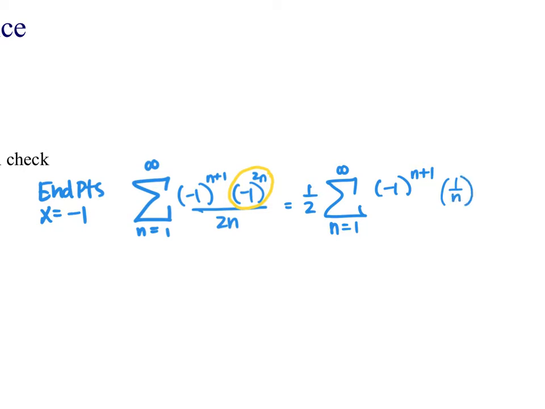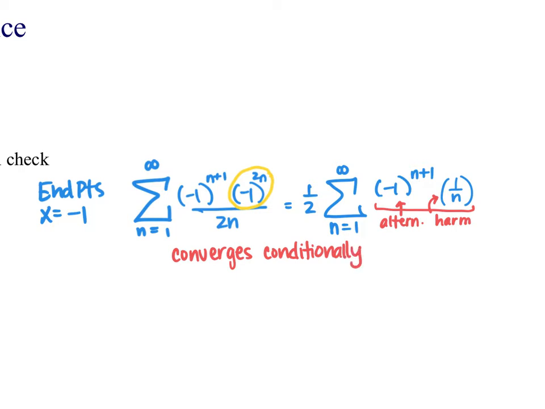So then I recognize this as being alternating, that's this part, and harmonic, that's this part. So I have an alternating harmonic series. And an alternating harmonic series does converge conditionally. So that endpoint will converge conditionally. Okay. Then my other endpoint was x equals positive 1. So let's check that one out.